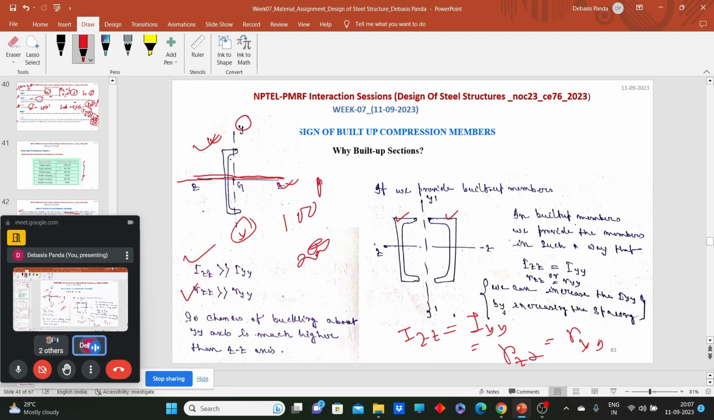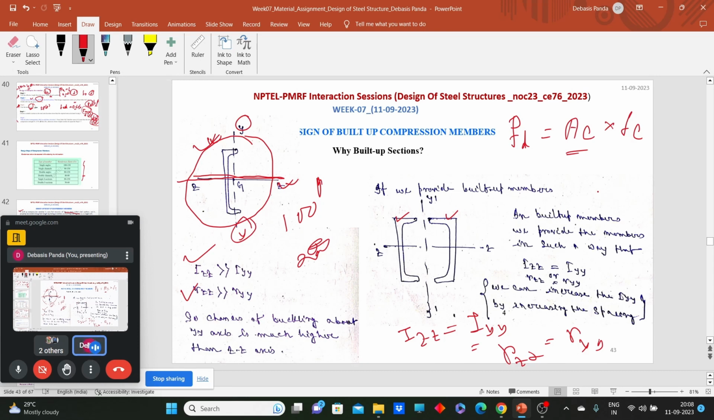One more thing here, for using one section we have limited cross-sectional area, and we have seen that our design compressive strength Pd is directly proportional to the cross-sectional area required. Yes or no? So two things we have come across: that instead of one member, if we can make a composite member or compound member using two or more individual members, then the radius of gyration problem and the required cross-sectional area problem will be resolved.